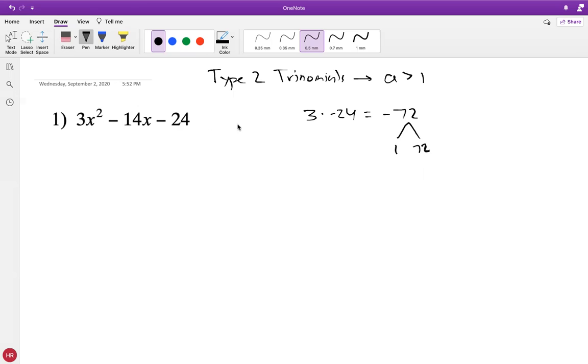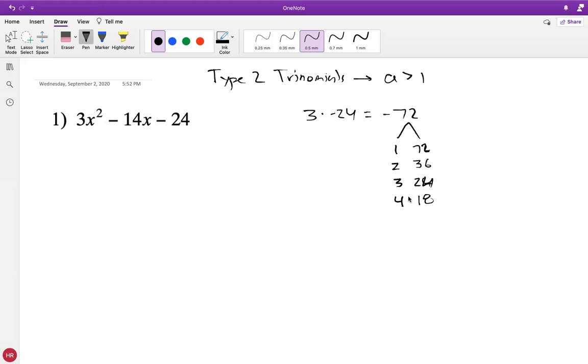Since this number is negative, one of these will have to be negative. So I'm really looking for numbers whose difference is 14. The difference between 1 and 72 is 71. That does not work. 2 and 36 are factors of 72, but the difference between these is 34. 36 minus 2 is 34. 3 and 24 work. That's how I got 72 in the first place. But the difference here is 21. 4 and 18 work, and 18 minus 4, oh, that is 14.